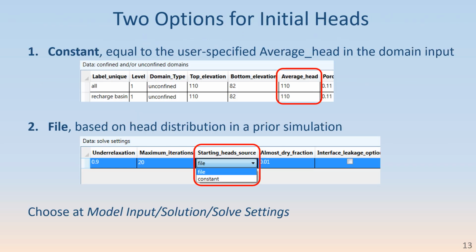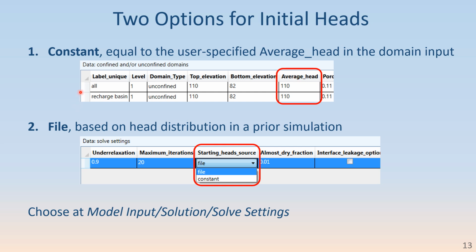As I pointed out before, for the very first time period, you need some source for your head at the start of that first time period. And you have 2 options in Anaqsim. One is to use constant heads, and that means constant over the area of the domain. In the domain input tables, there's a column for average head. If you've chosen to have your initial heads be constant in a transient simulation, that's the head that will be applied in a domain.